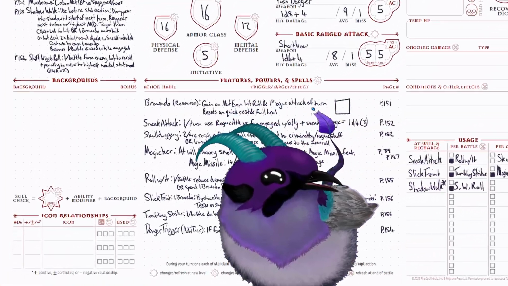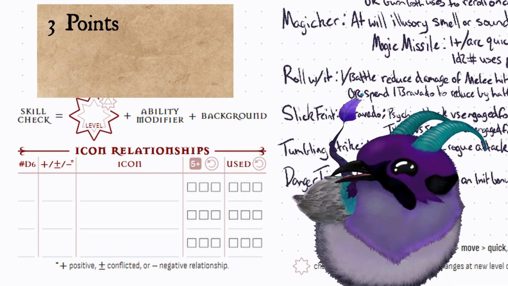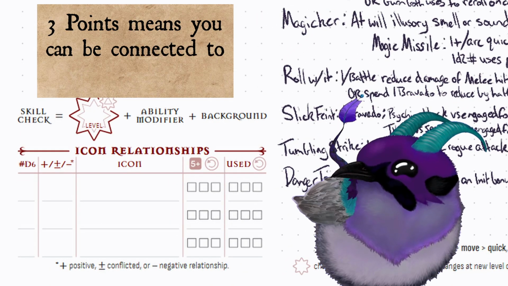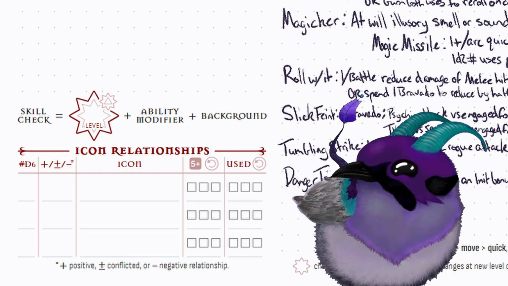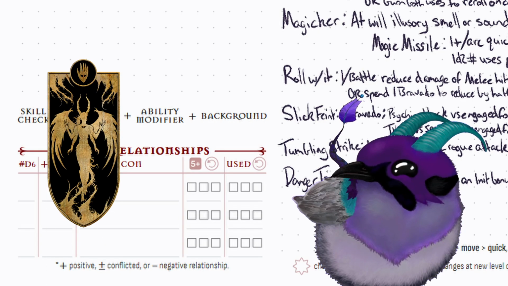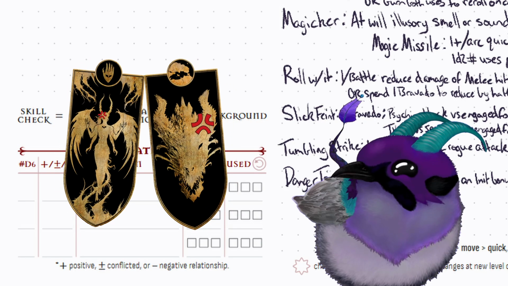Picking your icons is a pretty straightforward process, but it's also kind of a lot. You have 3 points that you invest in any of the 12 icons. Each point represents a chance that you will be able to invoke that icon during an arc. Also, you get to decide if that relationship is positive, conflicted, or negative, which you can do some interesting things with. Saying you are an enemy of the Diabolist isn't quite the same thing as saying you are an ally of the Great Gold Wyrm, even though they are basically diametrically opposed.